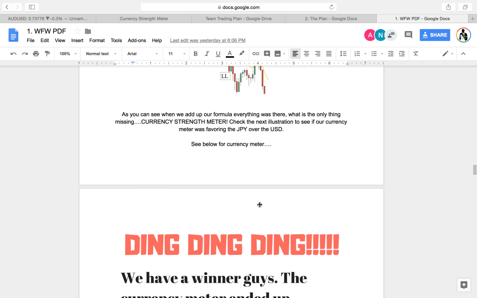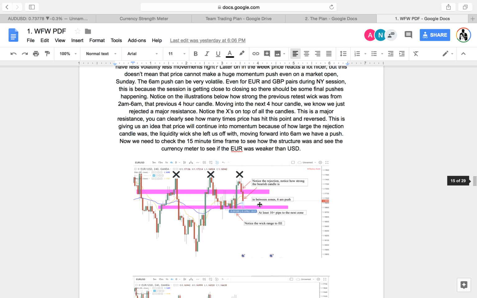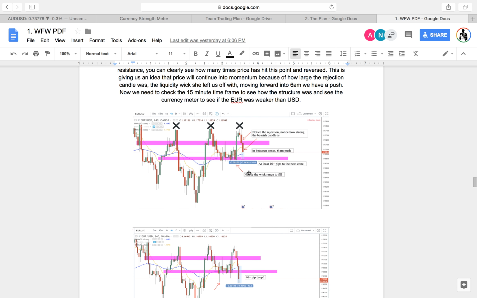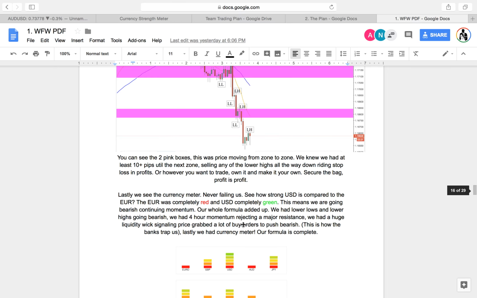Everybody's going to be screenshotting their screen right now, like, oh, I'm going to get a free PDF. Like, good luck working on it. It's hard. In between zones. Higher time frame. In between zones. I mean, that's it, guys.